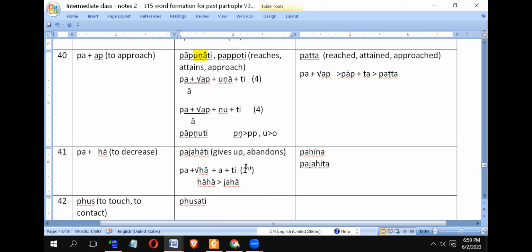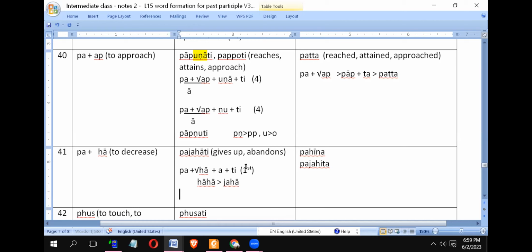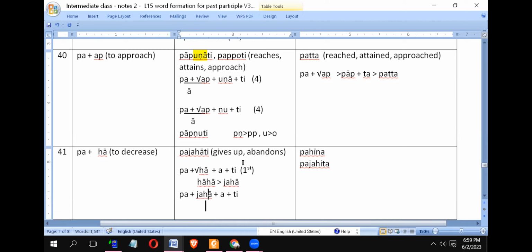There's also a Pali word for hati. Correct. So in this case, you got pa plus jaha plus a plus T. Since we say it's a first conjugation sign, this a plus a becomes long A. Elided, the conjugation sign is elided. You can elide or you can combine. Either you elide or you combine, up to you. But anyway, finally we need pajahati.